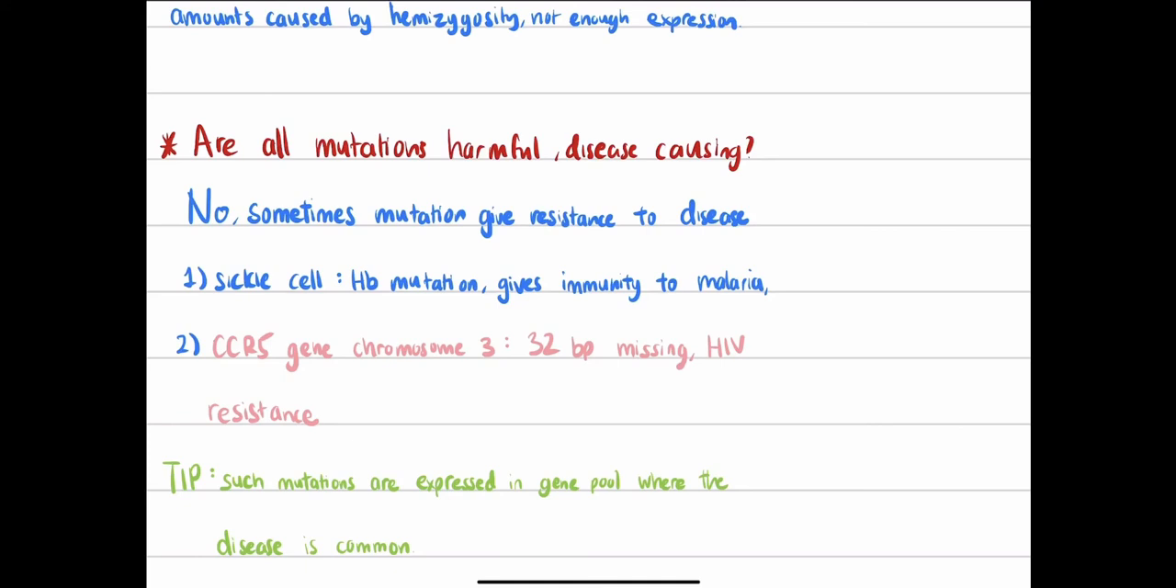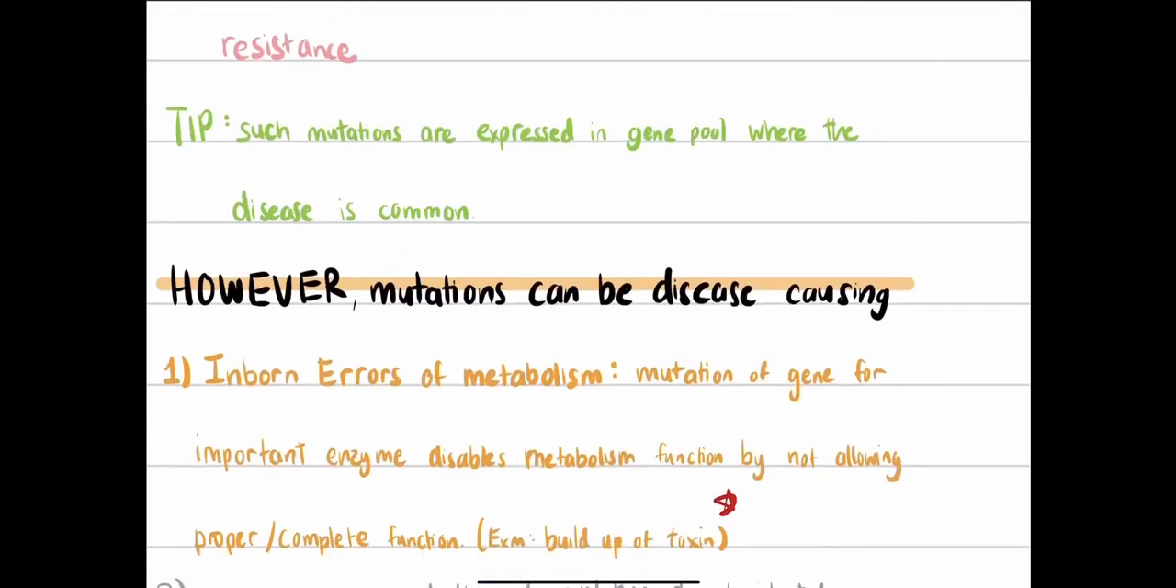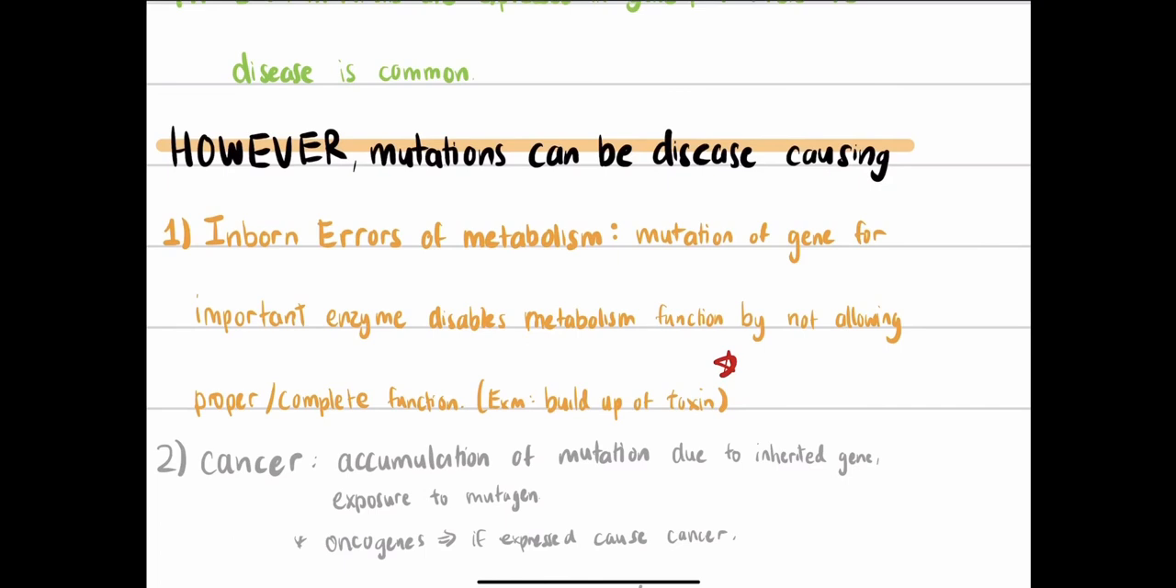We've talked about malaria, and how sickle cell is expressed more in societies or regions with the disease itself. So sometimes mutations can be disease causing, and this is actually what happens most of the time.